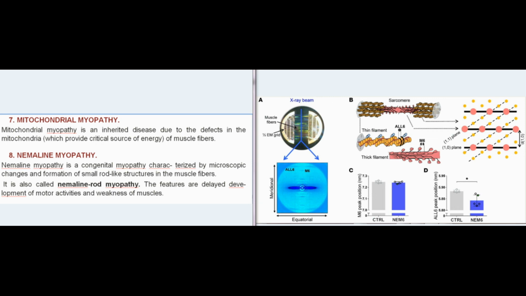8. Nemaline myopathy. Nemaline myopathy is a congenital myopathy characterized by microscopic changes and formation of small rod-like structures in the muscle fibers. It is also called nemaline rod myopathy. The features are delayed development of motor activities and weakness of muscles.